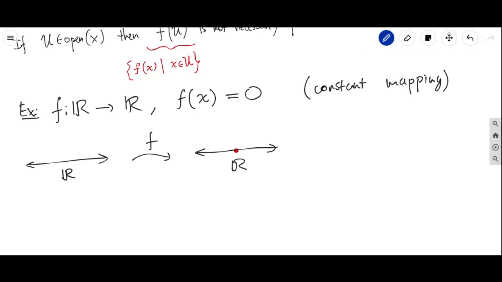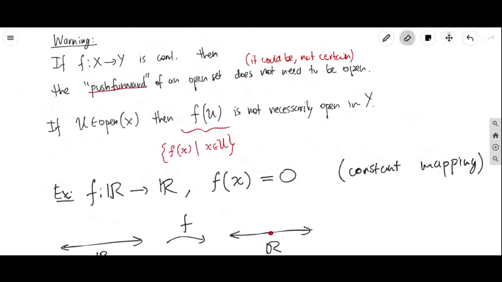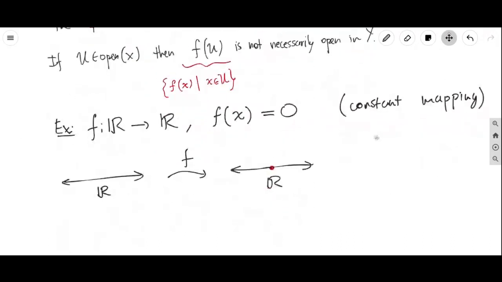So now we're going to do it the other way around. We're going to look at the forward image, the push forward. What we're saying here is, if you pick something that's open in X, in the domain, it's not guaranteed that the image is open over here. So let's say we pick U, just to keep it as simple as possible. Let's say U is everything. It's the entire number line. Then f of U, the image, is just a single point 0.